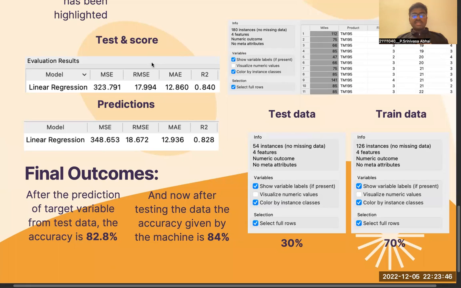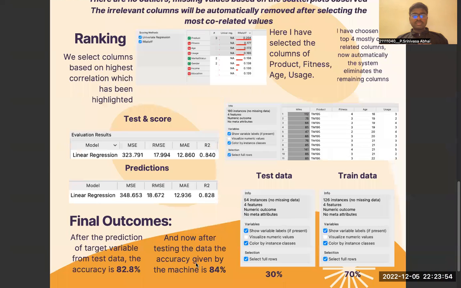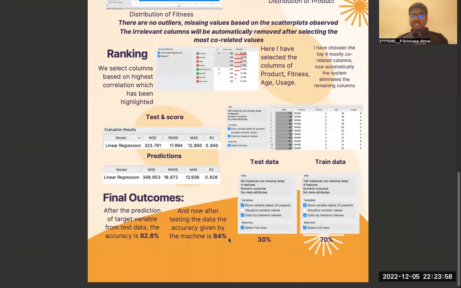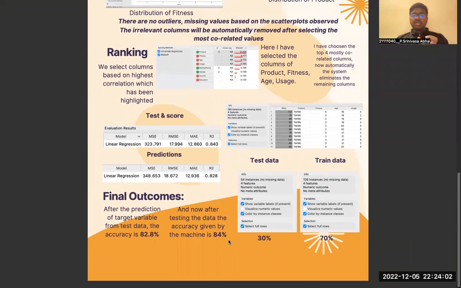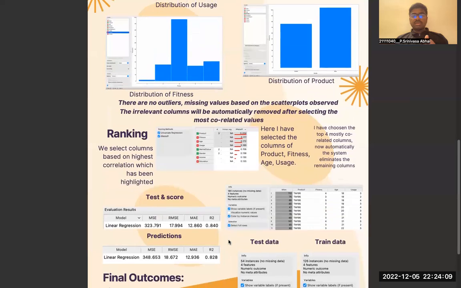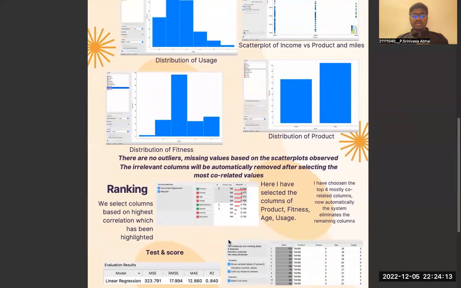If we test this on the complete dataset, we get an accuracy of 84%, which is very good accuracy. We can consider this model for further usage, because the accuracy is more than 75%. So we can consider this machine learning model for use.